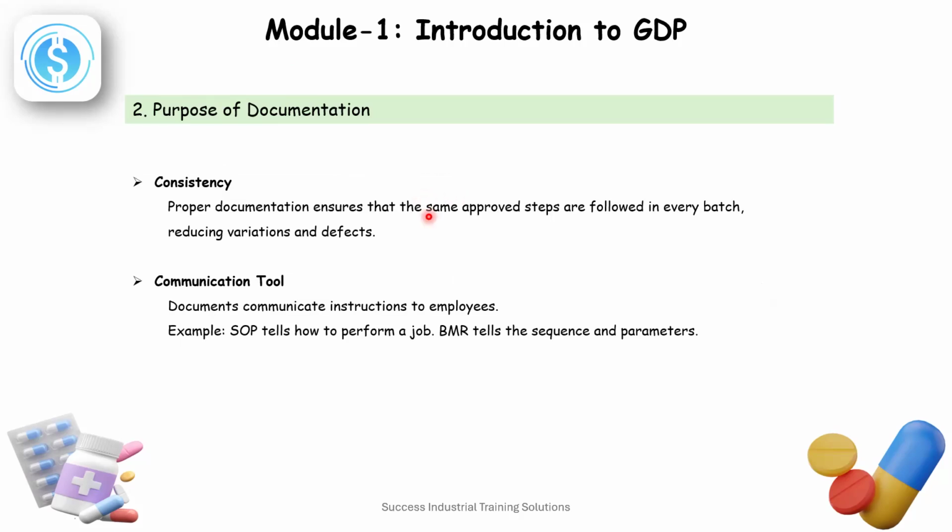Next, the third purpose is that documentation also ensures consistency. When proper documentation is followed, every operator performs the same steps in the same way. This reduces mistakes and variations, and that is why documentation is also called a communication tool, because SOPs tell employees how to perform the job and a batch manufacturing record tells the sequence of steps and required parameters during the manufacturing process.